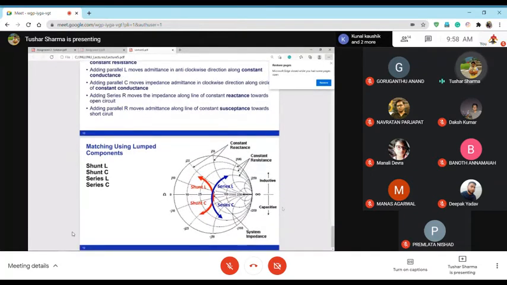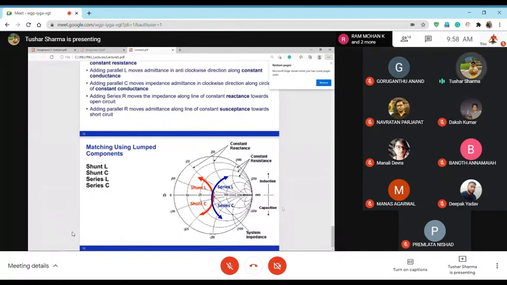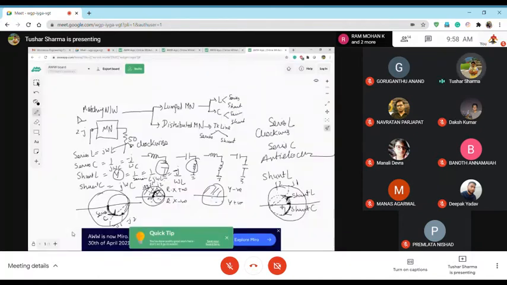Now let's try to understand whatever we have learned so far, what is the practical utilization of it, or how to use it for understanding some problem. Okay, so let me give you one simple example.